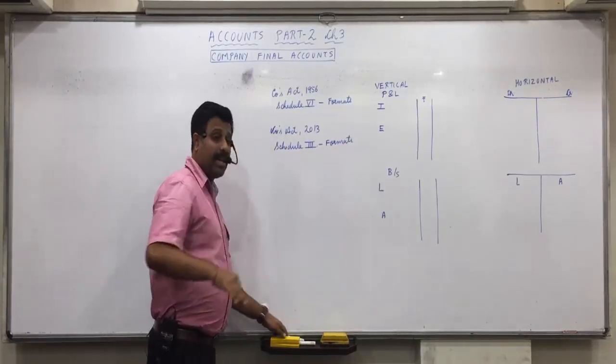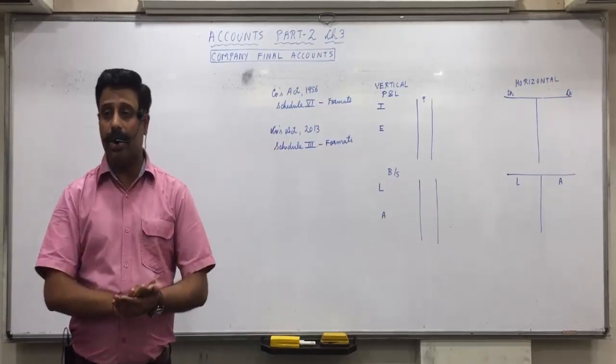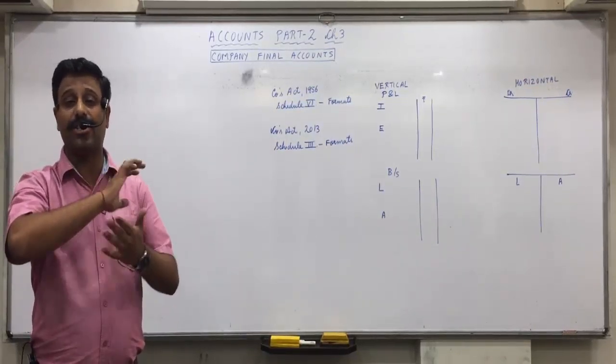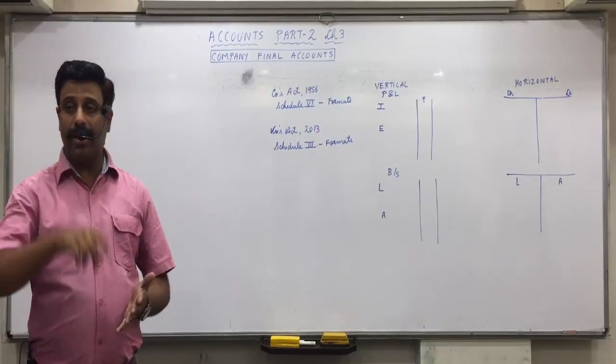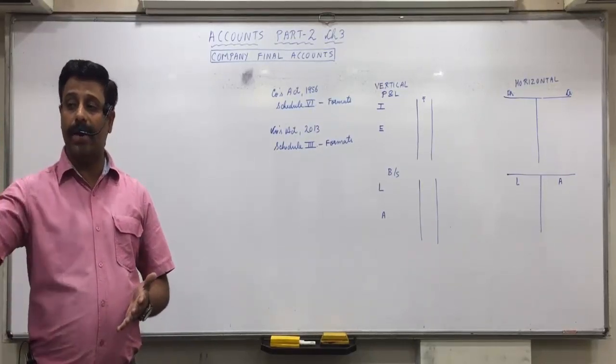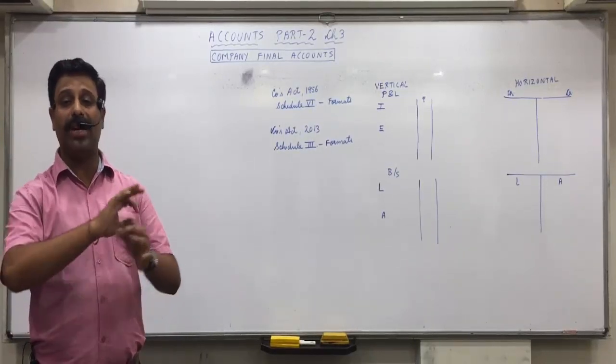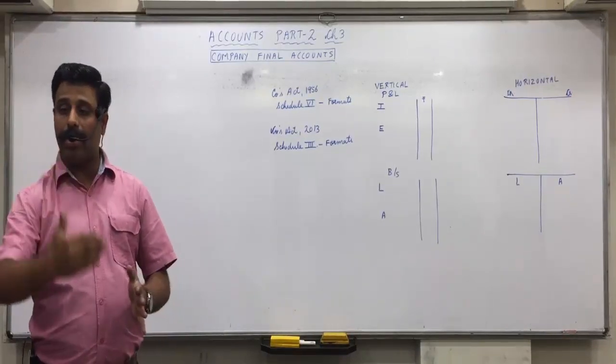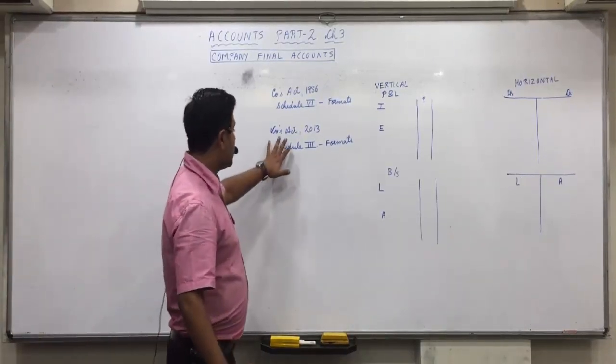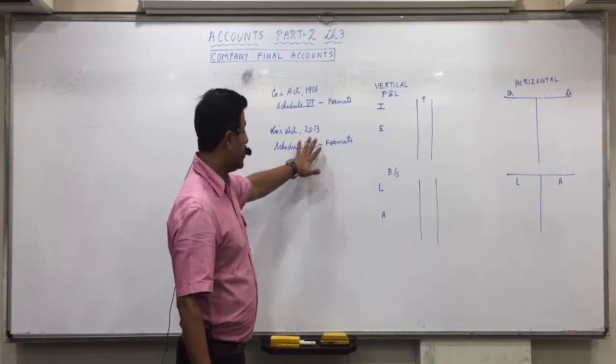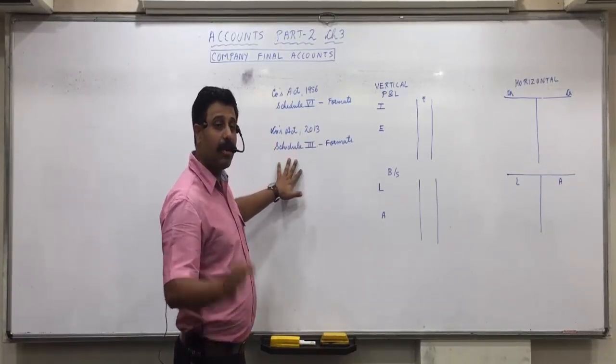Okay, so now we make the same formats. Again, they are vertical only, but they have gone through a vast change. Within vertical format also, from 2003, a lot of changes are made. It's a totally different format, and a new format of final accounts has come as per Companies Act 2013, Schedule 3. This is what we are going to study.